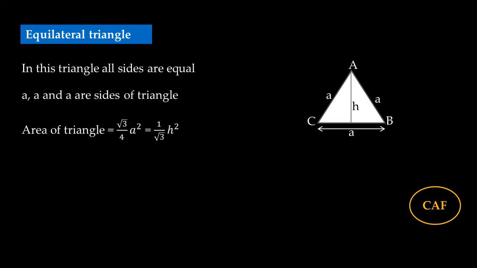Therefore, the area of the triangle is equal to root 3 by 4 A square. Or you can tell in terms of height also. So the area of the triangle is equal to 1 by root 3 H square, where H is equal to, you can write one relative equation with respect to height and side. That is H is equal to square root of 3 divided by 2 into A. And the perimeter of the triangle is equal to 3A.